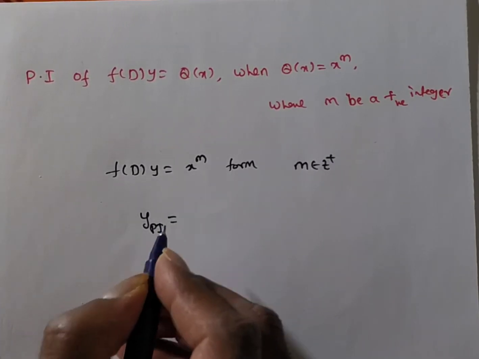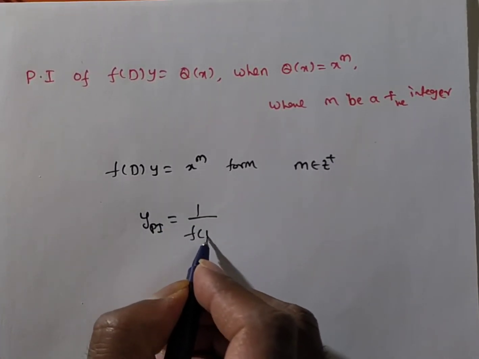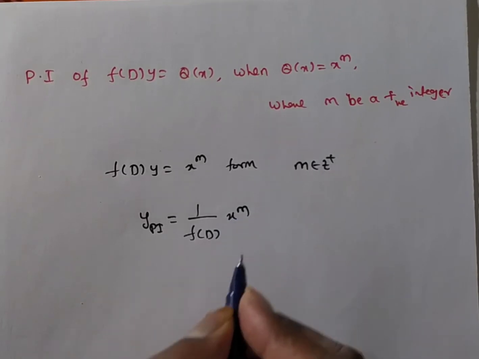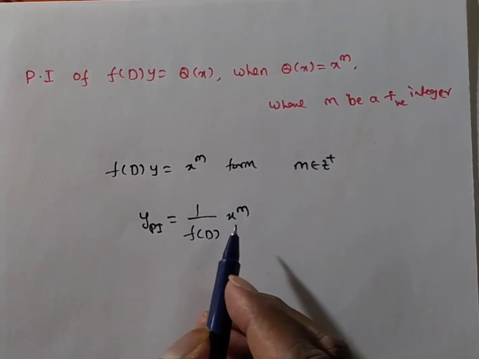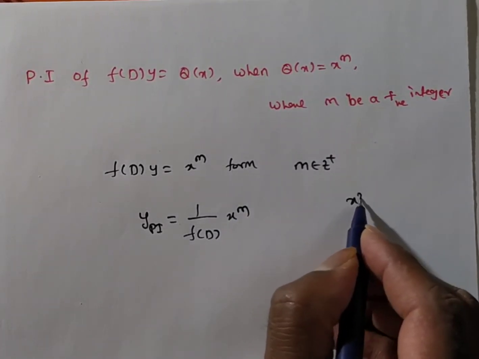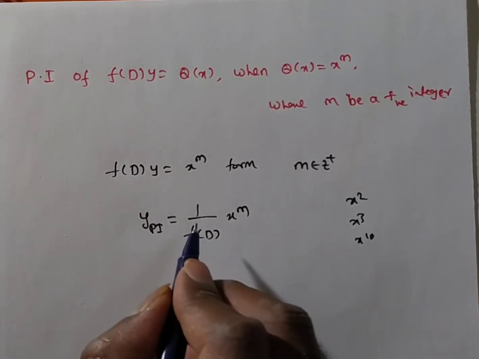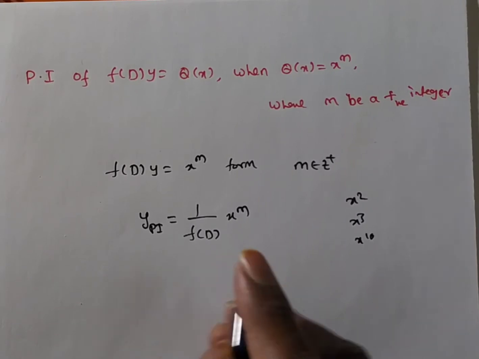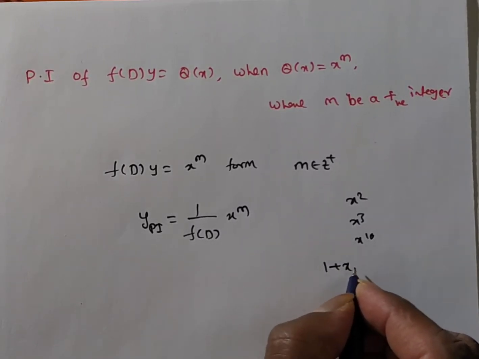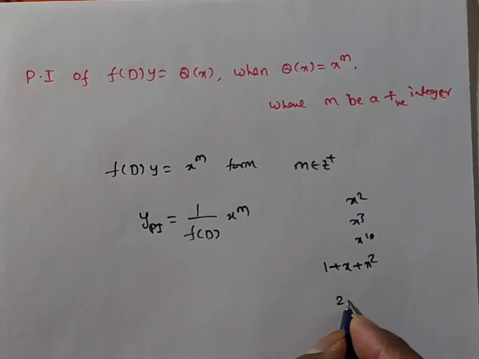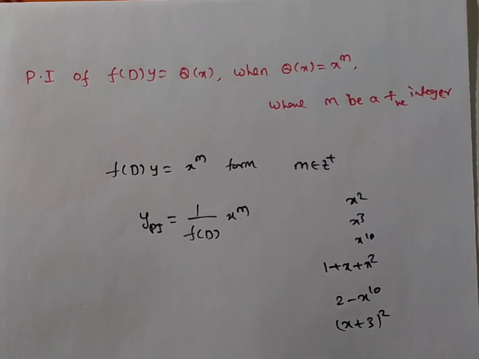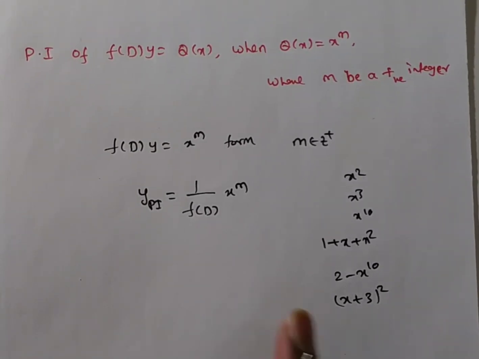We will write y_p = 1/f(D) x^m form. Not only x^m, you may think of x square, x cube, or x to the power of 10. Not only these terms, a polynomial expression also. A polynomial expression means 1 + x square form, maybe 2 - x^10 also. Next, (x + 3) whole square is also a polynomial in terms of x only.